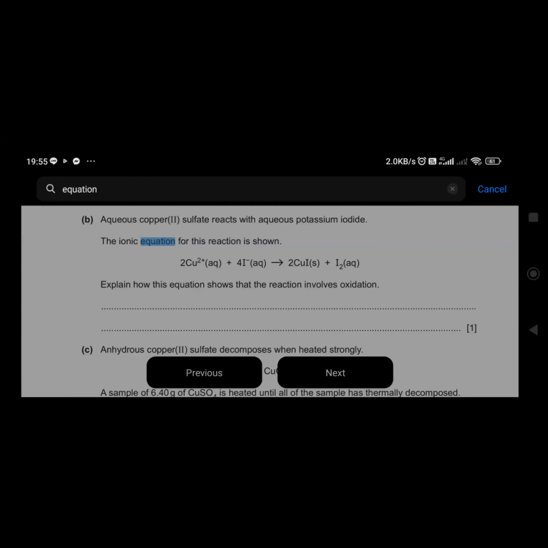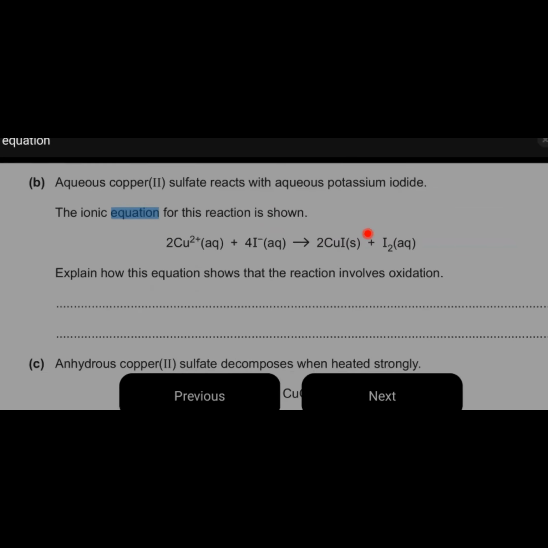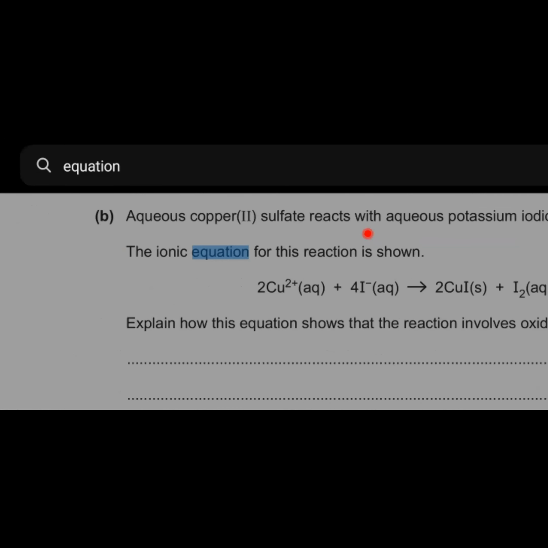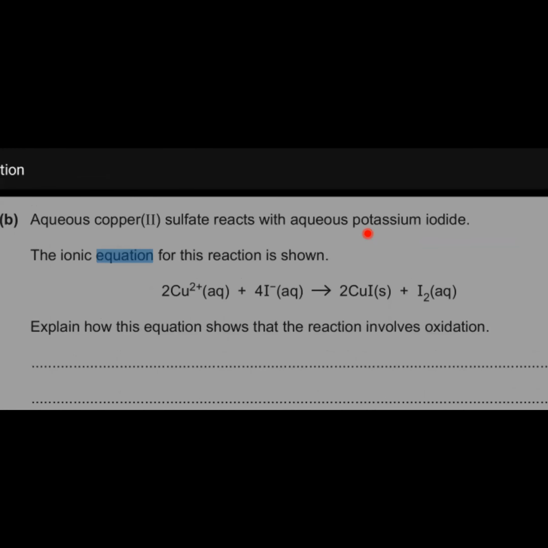They have given the ionic equation here for this one. Copper 2 sulfate reacts with aqueous potassium iodide. Now this is a good one. Let's see what it is. Aqueous copper sulfate. Whatever substance you see, you should be able to write the compound: copper sulfate.